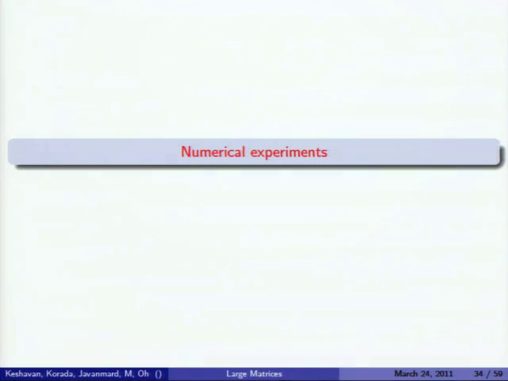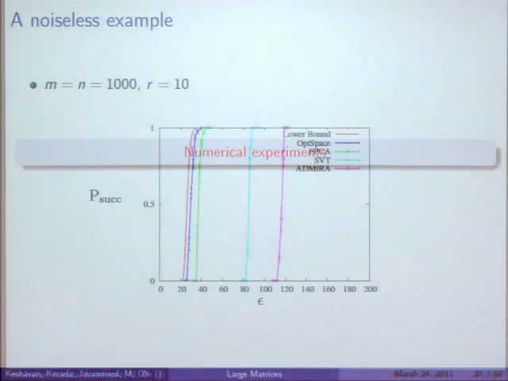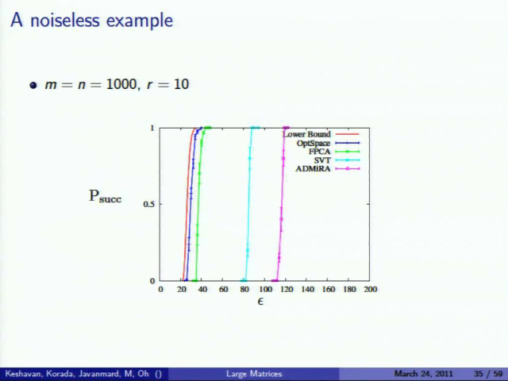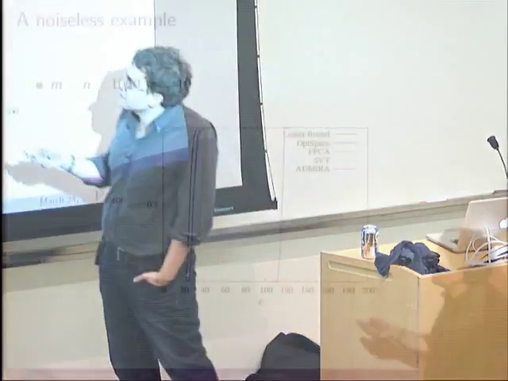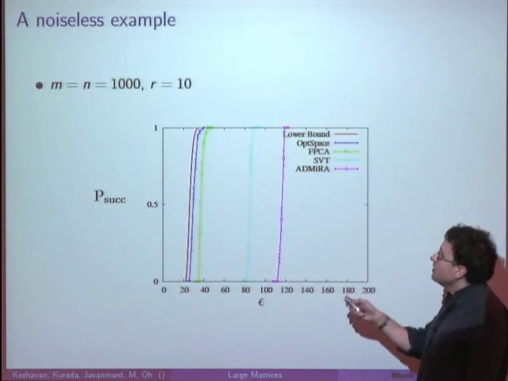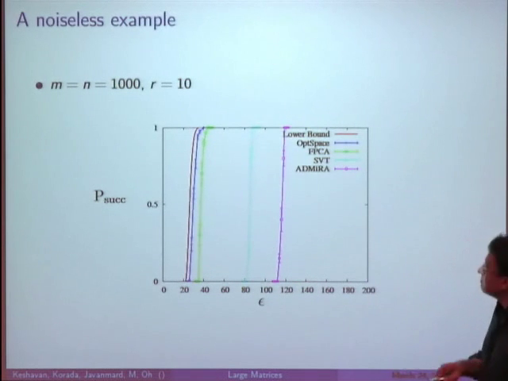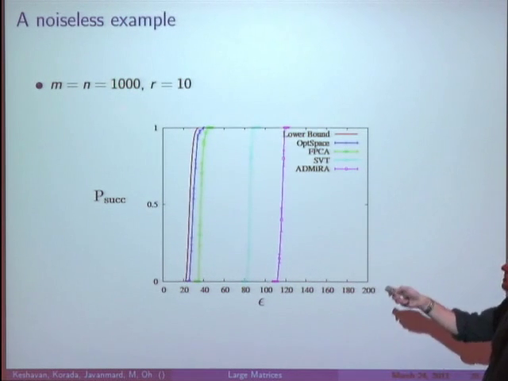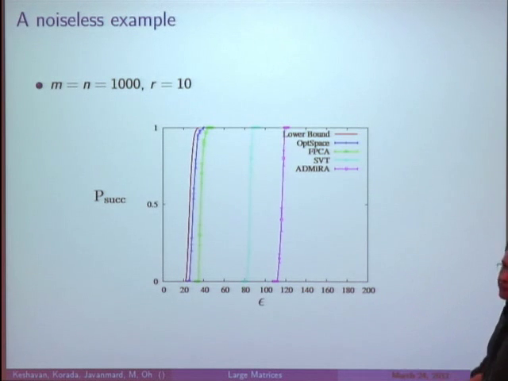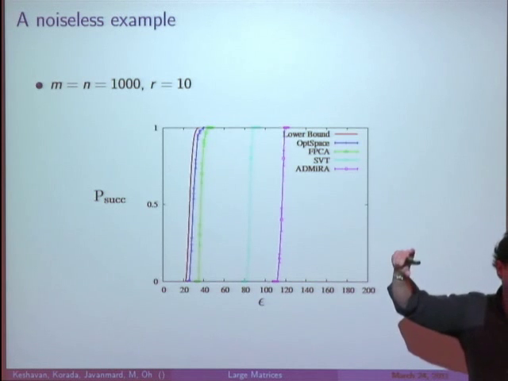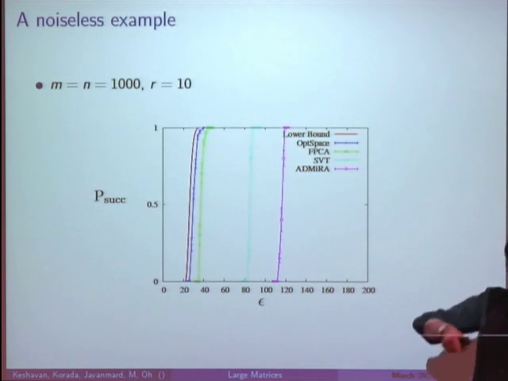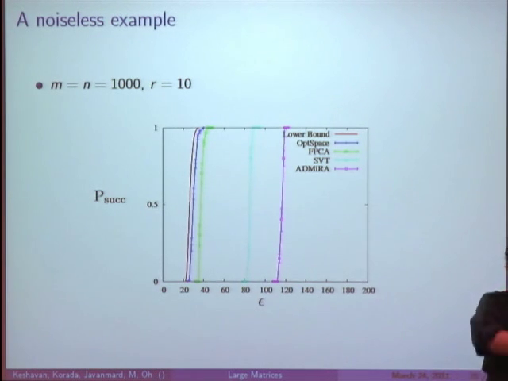Okay, let's skip this, perhaps. So just a couple of numerical experiments. It's a case that is not particularly difficult, but still shows that a lot of algorithms have been proposed. These are matrices that are 1,000 by 1,000 of rank 10, and I generate them randomly. What I do is take a factor that is 1,000 by 10, with IID Gaussian random variables.